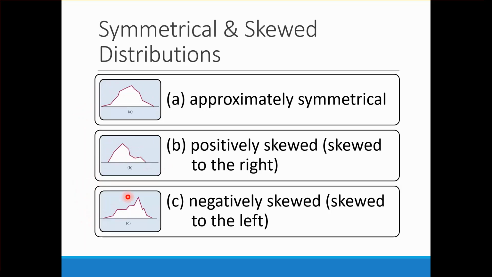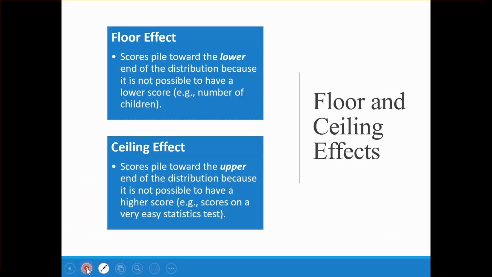If you have it skewed to the left, it is skewed like this. Now both of these, they all look like icebergs. It's really hard to remember. So there are kind of tricks to remember what each one means. So that's what we call a floor effect and a ceiling effect. A floor effect is when the scores pile towards the lower end of the distribution.